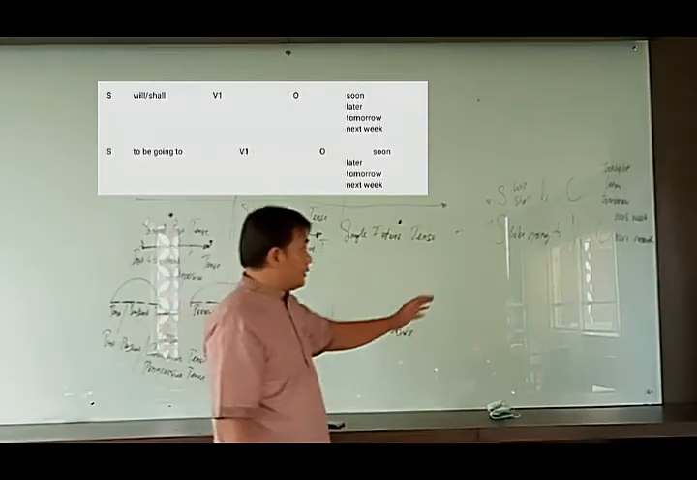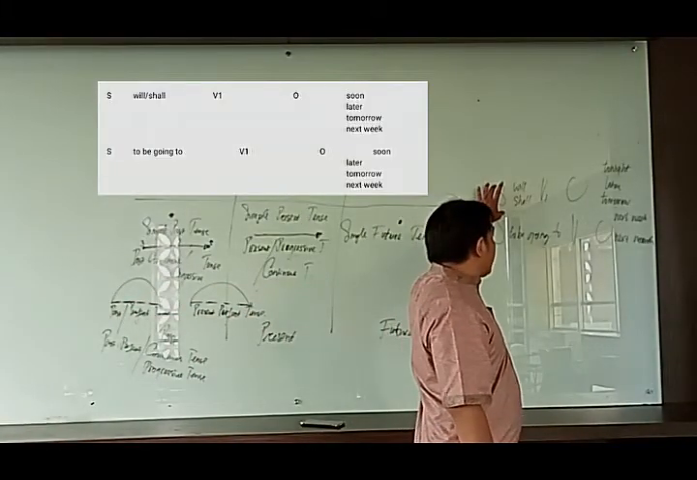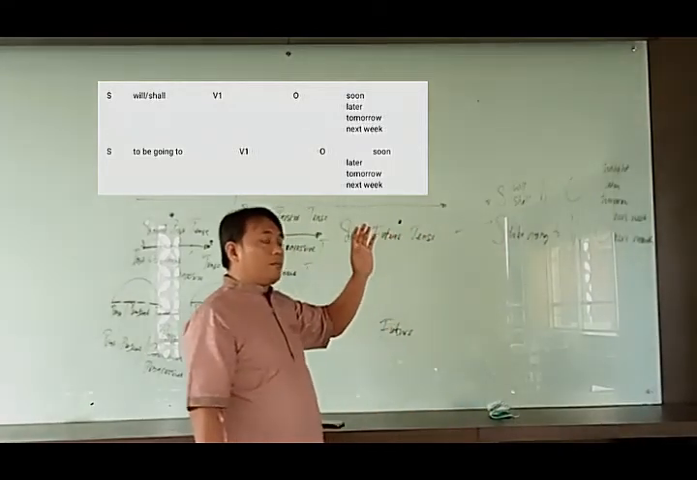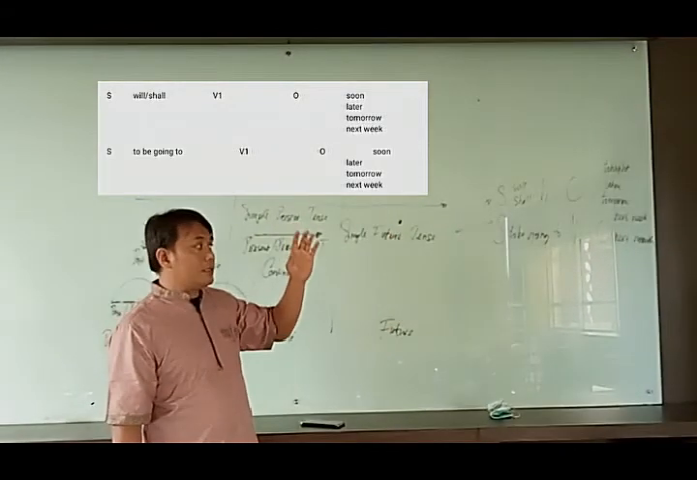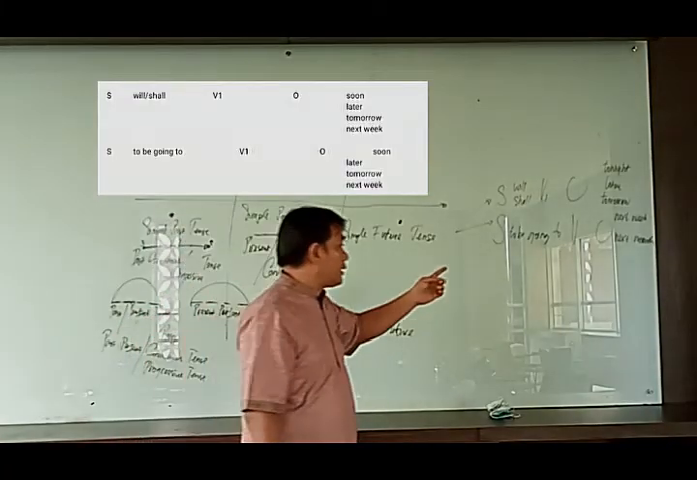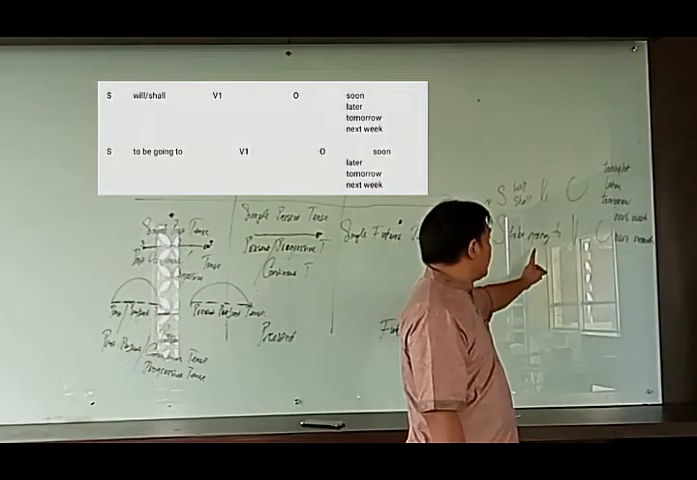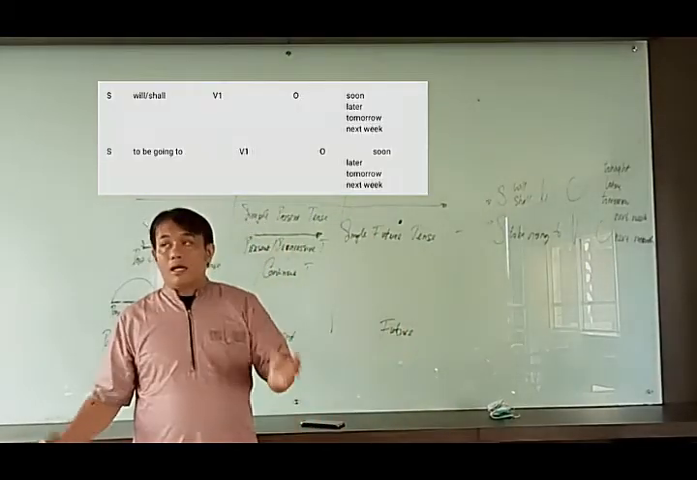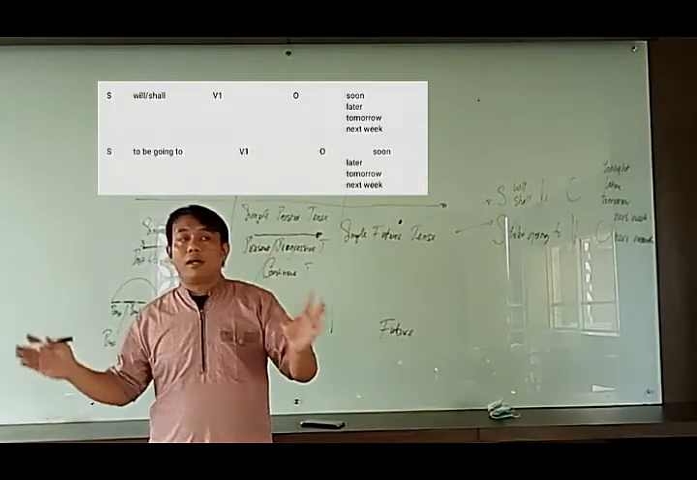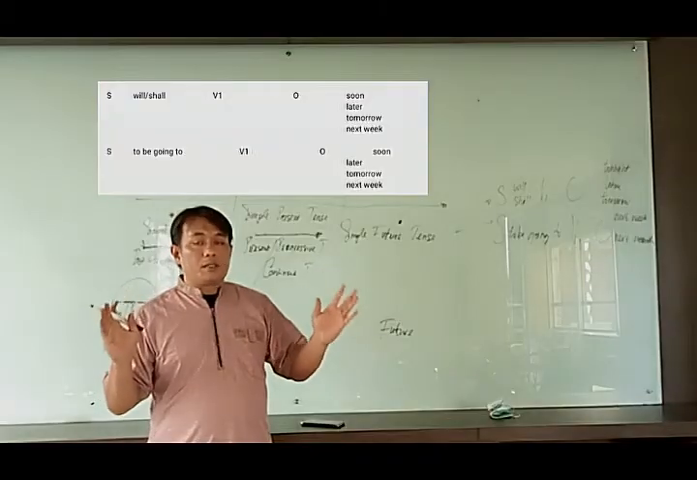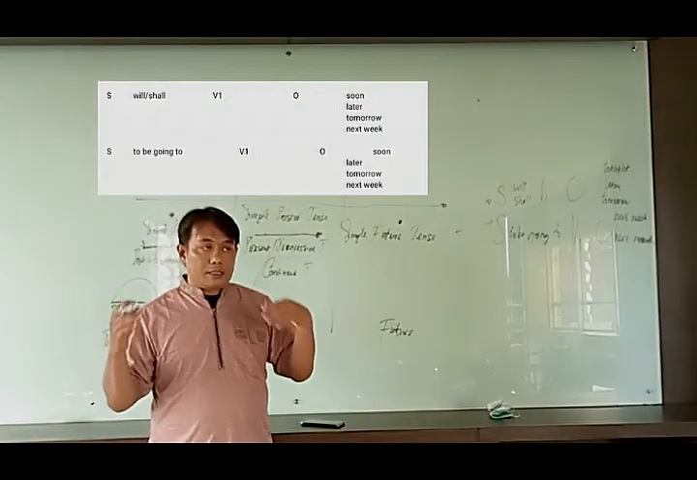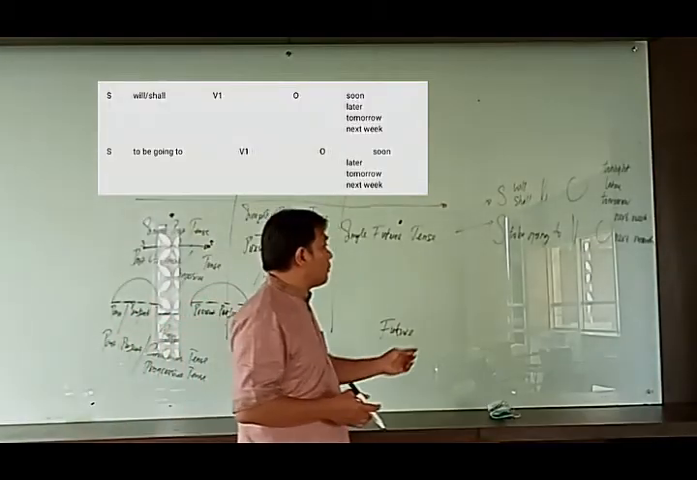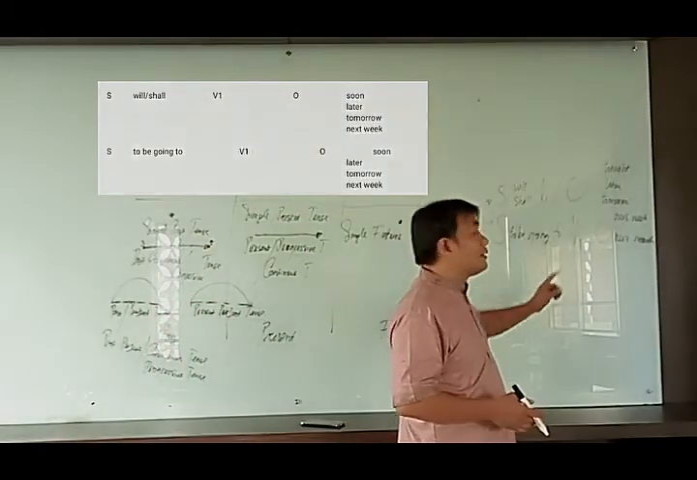Jadi yang ini adalah ketika kita bicara kegiatannya itu belum direncanakan, yaitu akan terjadi. Sedangkan yang kedua sudah direncanakan atau sudah dikatakan atau ada tanda-tanda bahwa kejadian tersebut akan terjadi, aktivitas tersebut akan dilakukan. Gitu. Perbedaannya seperti itu, ya.